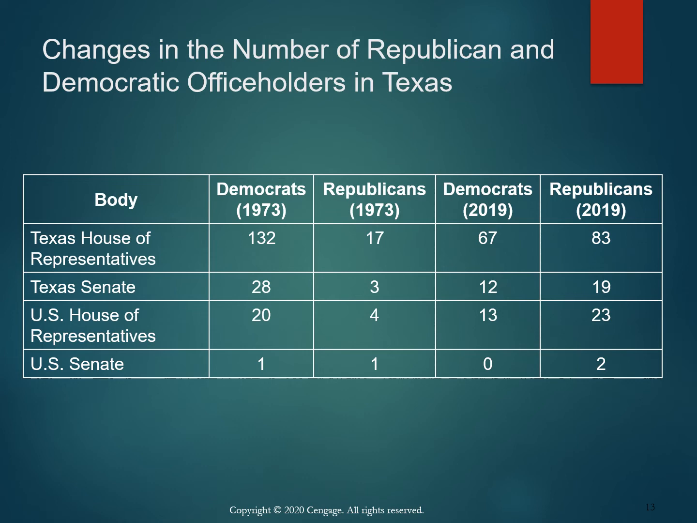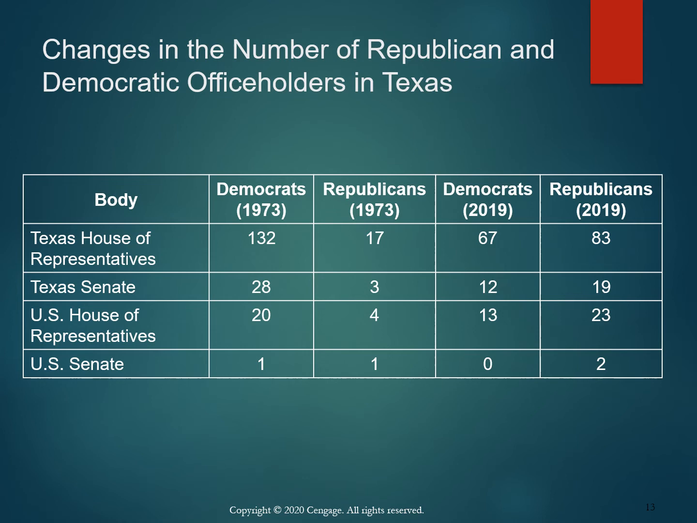Okay, so if you look at this, the title of this particular slide is Changes in the Number of Republican and Democratic Office Holders in the State of Texas. So from 1973, there were 132 Democrats that held office in the Texas House, and only 17 Republicans. Then by 2019, there were 67 Democrats in the House of Representatives and 83 Republicans.